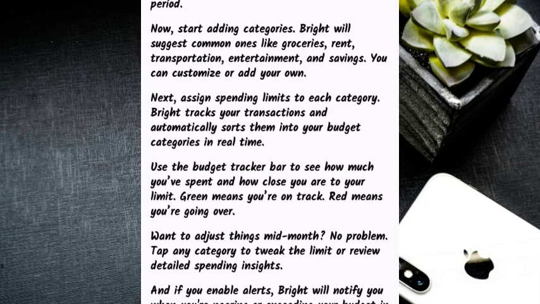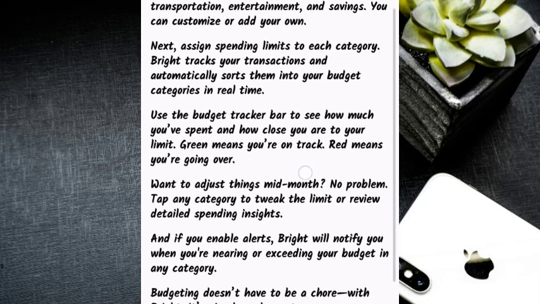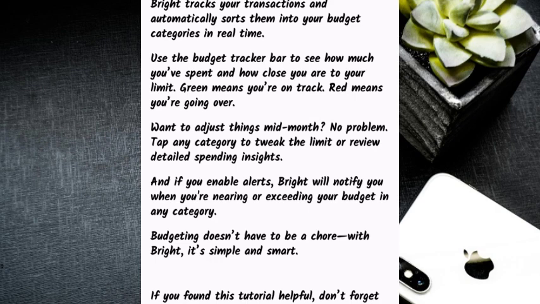If you want to adjust things mid-month, no problem. Just tap any category to tweak the limits or review detailed spending insights. And if you enable alerts, Bright will notify you when you're nearing or exceeding your budgets in any category. Budgeting doesn't have to be a chore. With Bright, it's simple and smart.